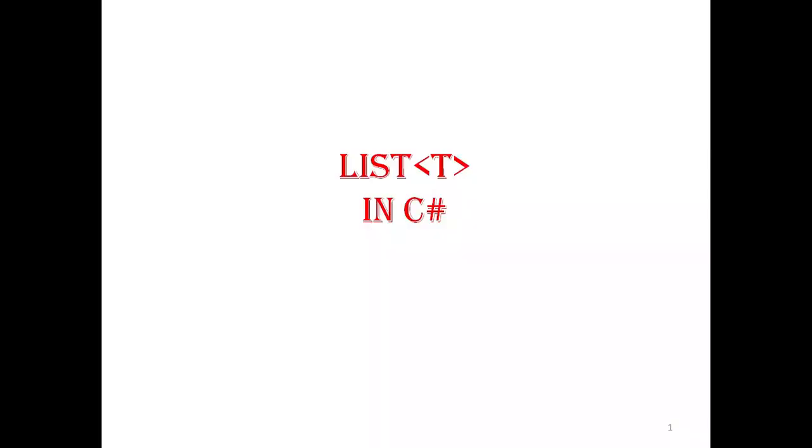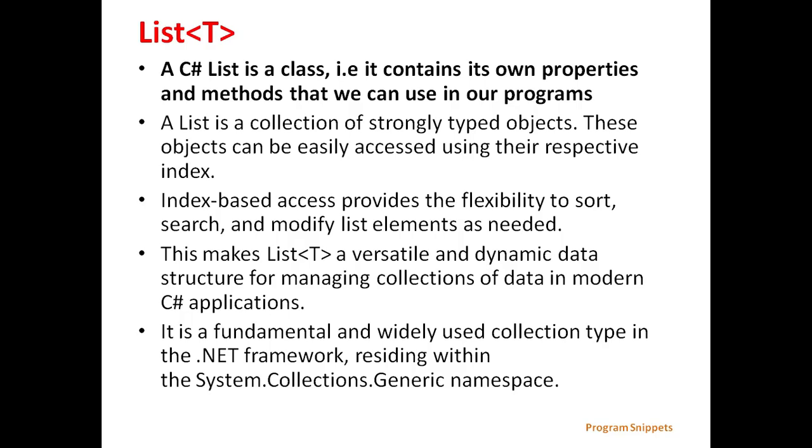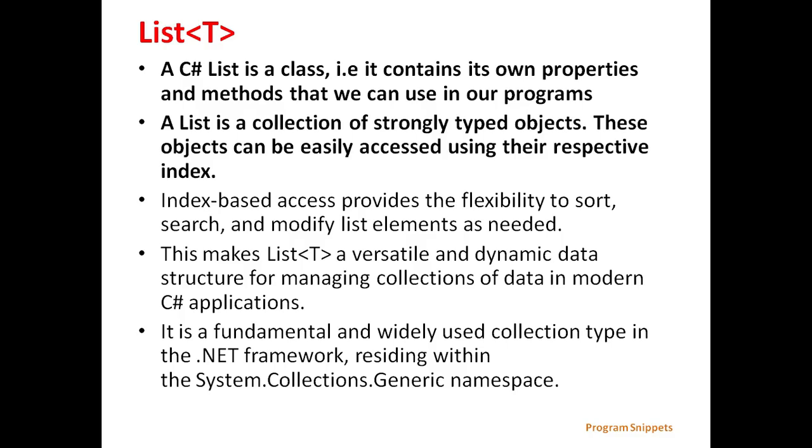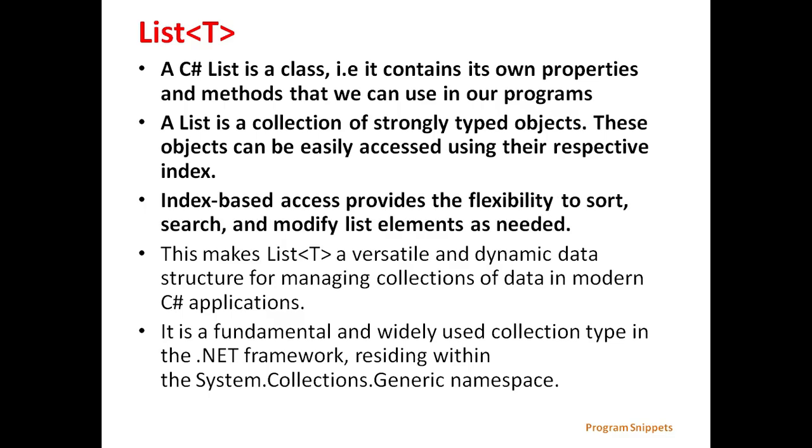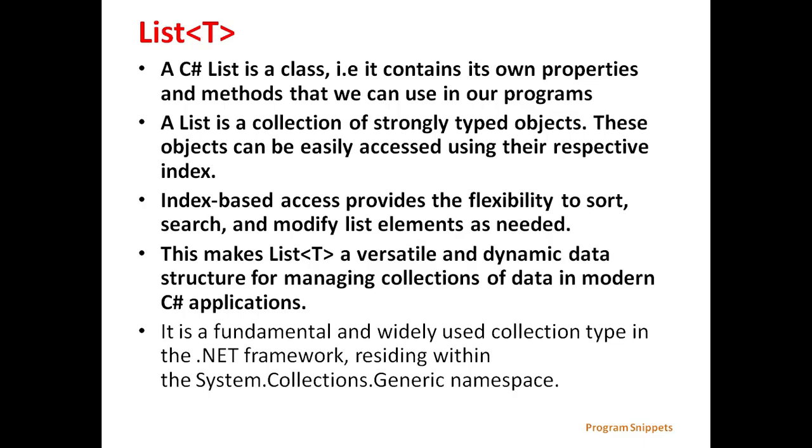Here we will see list in C#. In C#, list is a class, that is, it contains its own property and methods that we can use in our programs. List is a collection of strongly typed objects, and these objects can be easily accessed using their respective index. Index-based access provides the flexibility to sort, search and modify list elements as needed, which makes a list a versatile and dynamic data structure for managing collection of data in modern C# applications.